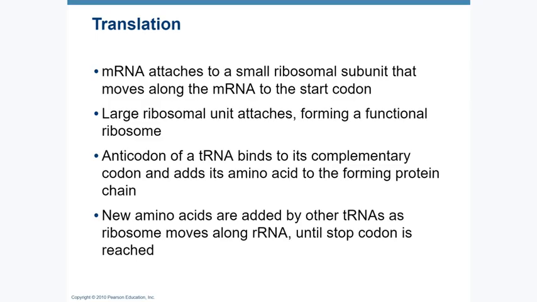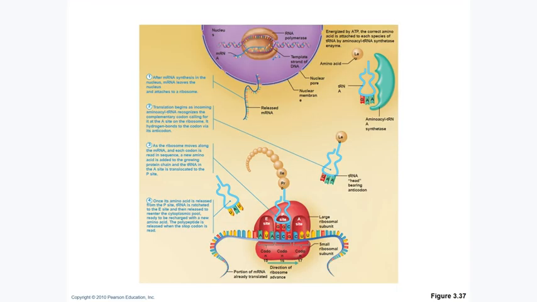mRNA attaches to a small ribosomal subunit that moves along the mRNA to the start codon. The large ribosomal unit attaches and forms a functional ribosome. These are our 30S and 60S subunits, if I am thinking of human cells. Then we have an anticodon of tRNA bind to the complementary codon and add the amino acid to form a protein chain. The new amino acids are added one by one from another RNA as the ribosome moves along the mRNA until the stop codon is reached. So here's a nice big overview, and we'll talk about each step individually.